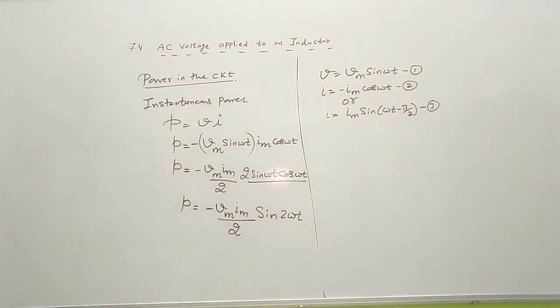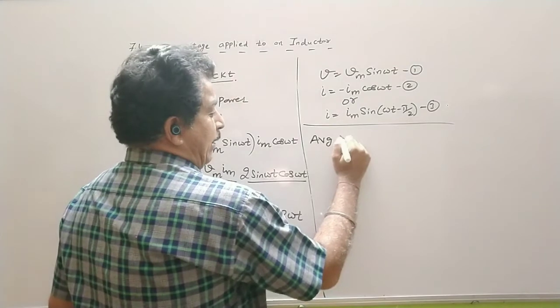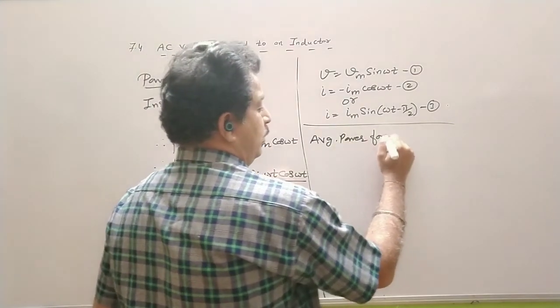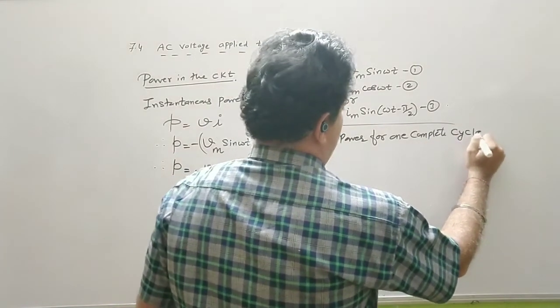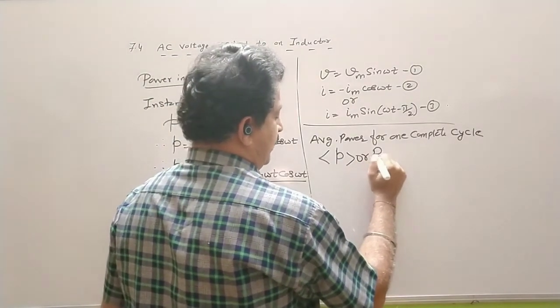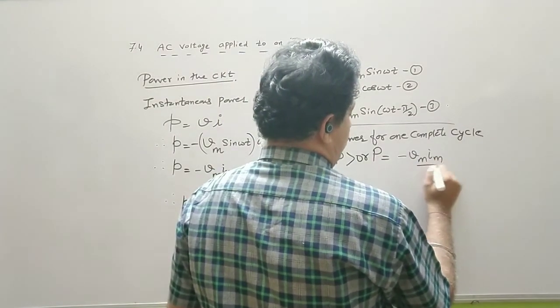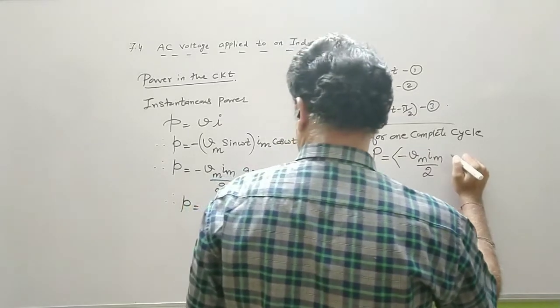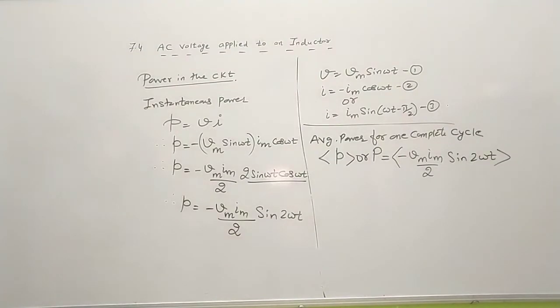Now we have to find out the average power. This is the instantaneous power. So for one complete cycle, we have to find out the average power. So average power, or we can write capital P, is equal to minus Vm Im divided by 2. We put it in an average. So this is the average power.